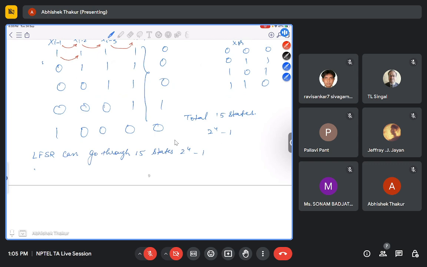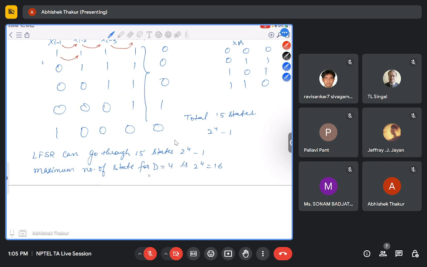And the maximum number of states it can reach for d equal to 4 is 2 to the power of 4, that is equal to 16. But an LFSR can go through all the possible states except one, which is 0 0 0 0, or the all-zero state.